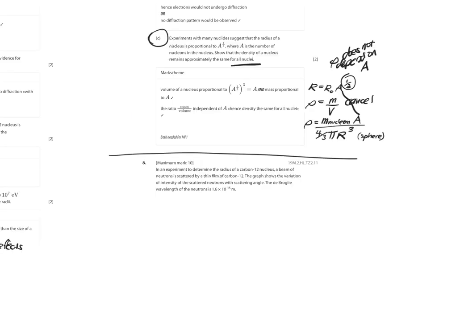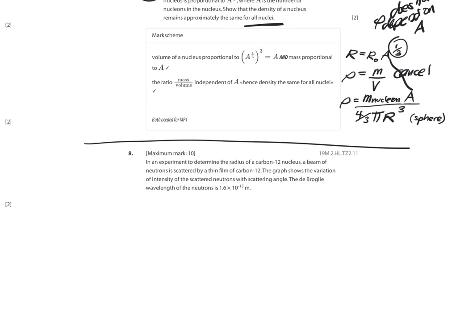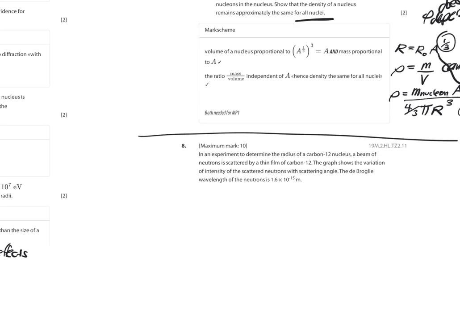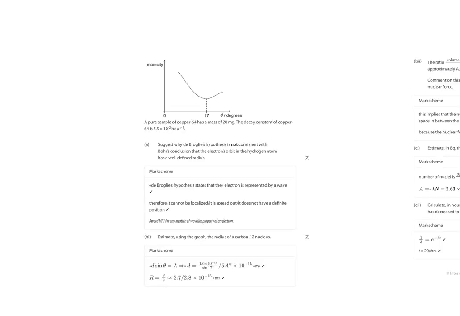It says, to determine the radius of carbon-12, a beam of neutrons is scattered by a thin film of carbon-12. The graph shows the variation of intensity with scattering angle. The de Broglie wavelength of the neutrons is 1.6 times 10 to the negative 15 meters. All right, well, let's look at the graph. It shows that there's a dip at 17 degrees. And again, it's showing a portion of the full diffraction pattern. There's that diffraction envelope, right? And then they mention a bunch of stuff about copper.